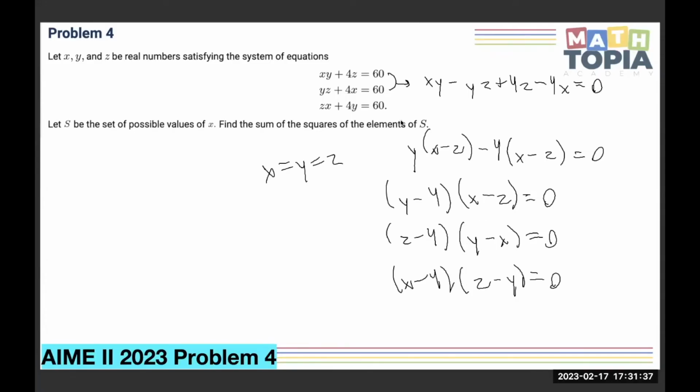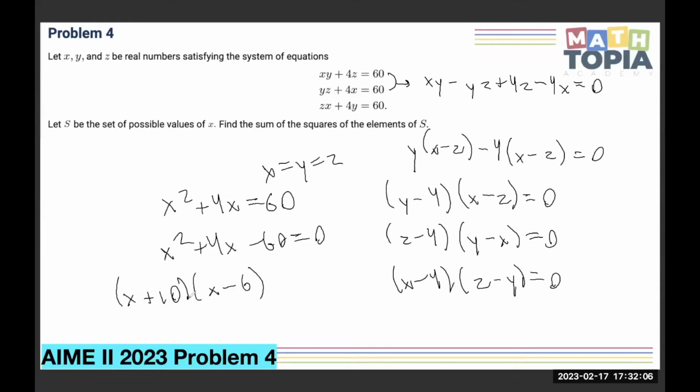So what value satisfies it if x equals y equals z? Let's try plugging in all variables as x. Well, all 3 equations just simplify to x squared plus 4x equals 60. And if we solve this quadratic, we get 2 different solutions, right? We can use the quadratic formula, or we can just factor it. And if we factor it, we just get x plus 10 times x minus 6. So either all 3 are 6, or all 3 are negative 10.